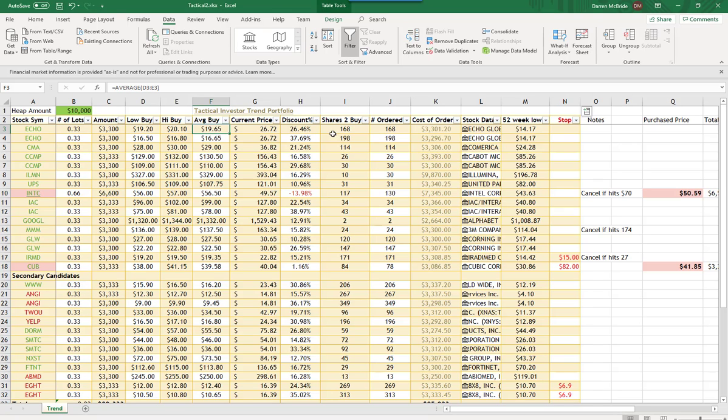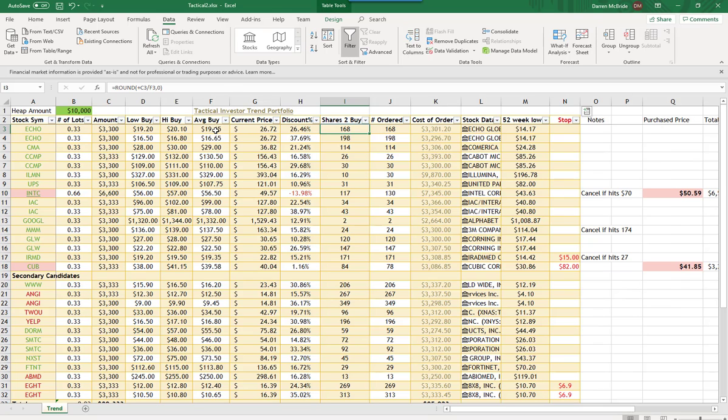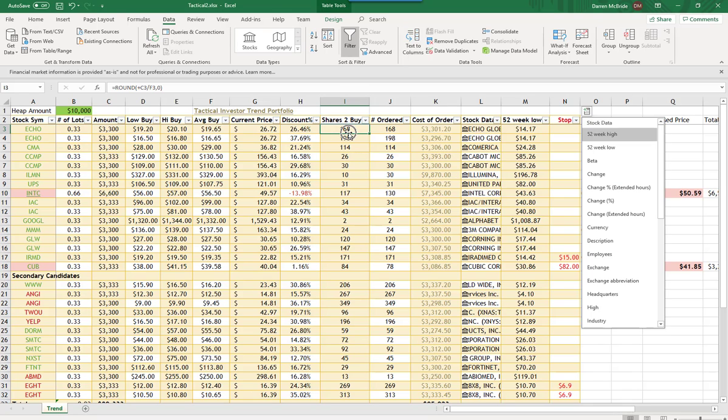But one of the things I do is I actually do a rounding calculation where I divide the C3 column, the amount that I have to spend, $3,300 for, I guess I'm going to call that a sublot. So that $3,300 based on the price that we're going to execute at, which we want to buy at $19.65, the average buy price. And so it tells me that I'm going to need to buy 168 shares.